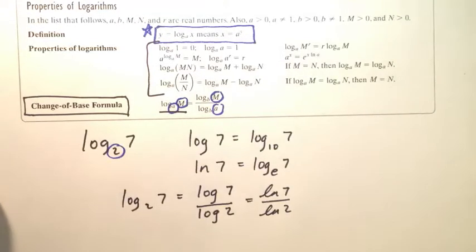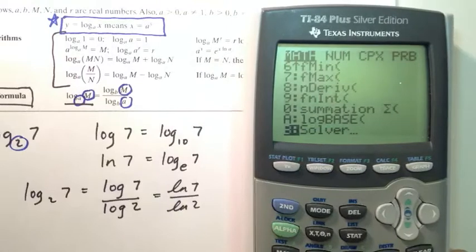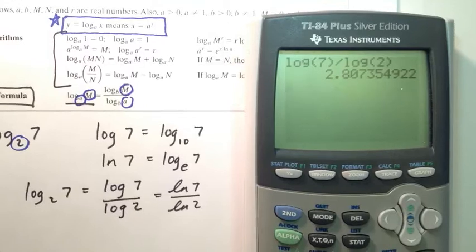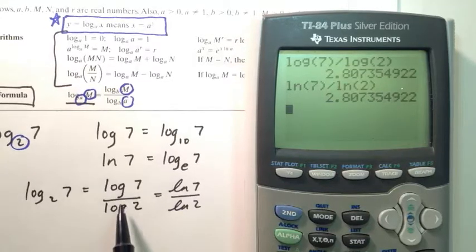I'm going to use my older calculator. Let's move this over a little bit. We're going to show log of 7 divided by log of 2. That's equal to, you can see, 2.807. Then type in ln of 7 divided by ln of 2, and you see you get the exact same thing. So it doesn't matter what base you change this to, as long as it's either 10 or e, unless, of course, you have this fancy calculator.